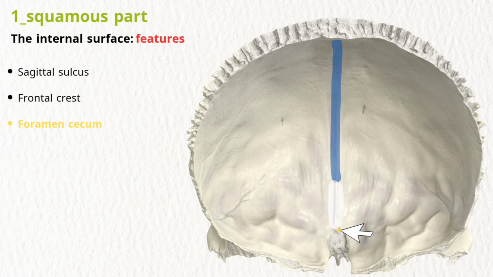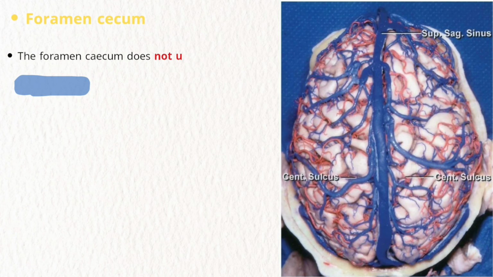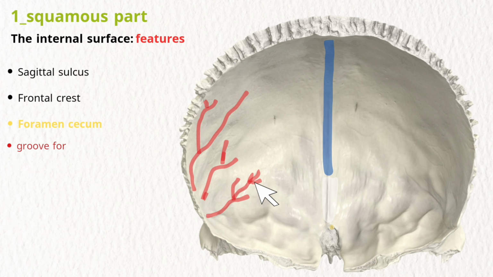The frontal crest ends below in a small hole called the foramen cecum, between the frontal and the ethmoid bone. The foramen cecum does not usually transmit any structure but may transmit an emissary vein from the nose to the superior sagittal sinus. Groove for the anterior meningeal artery, a branch of the anterior ethmoidal artery.